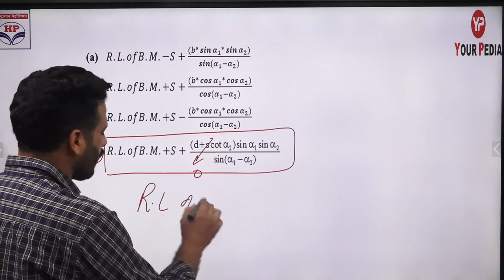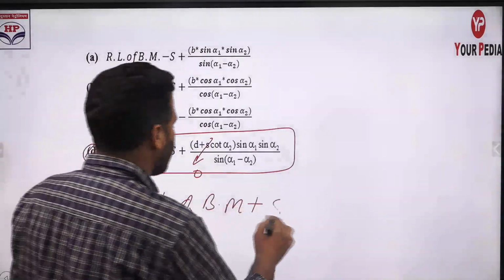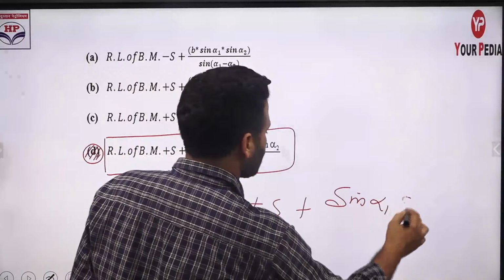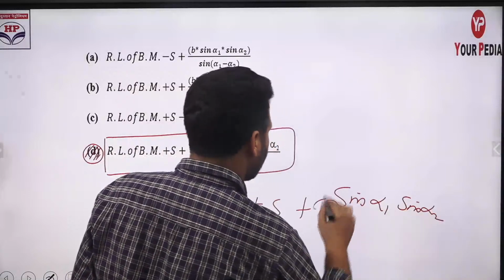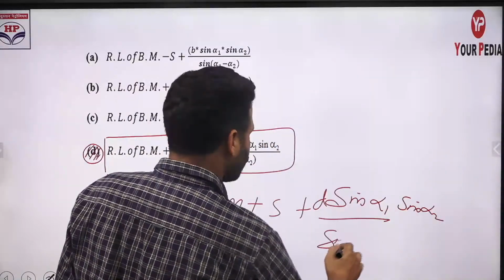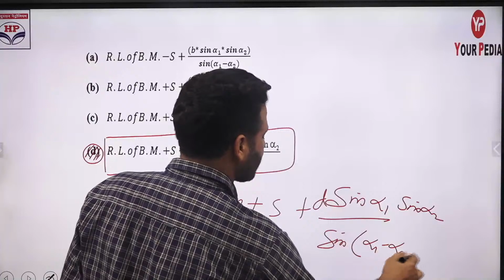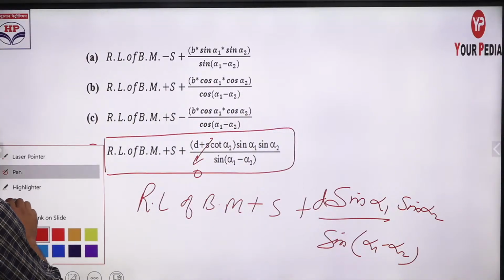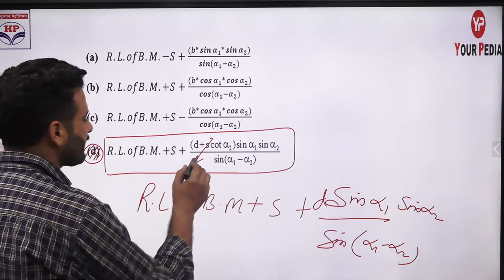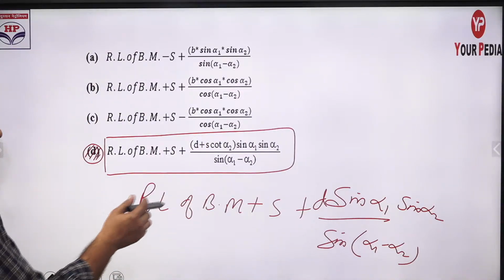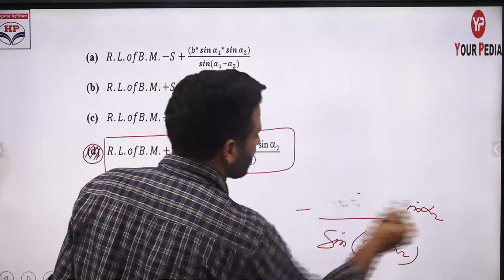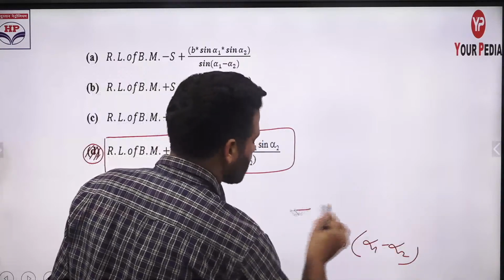Then the formula will be RL of benchmark plus S plus sine alpha 1 into sine alpha 2 multiplied by D divided by sine of alpha 1 minus alpha 2. If it is written that both the instruments are at the same level, then S will be 0, and the answer will be like this. Otherwise option D is your correct option for the given statement.